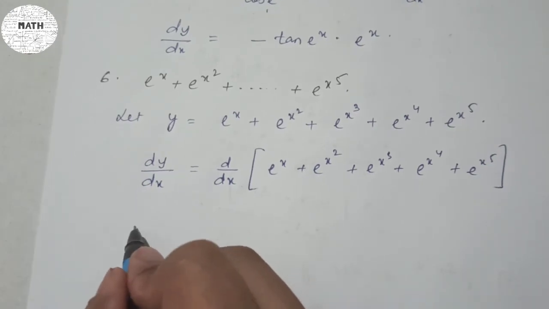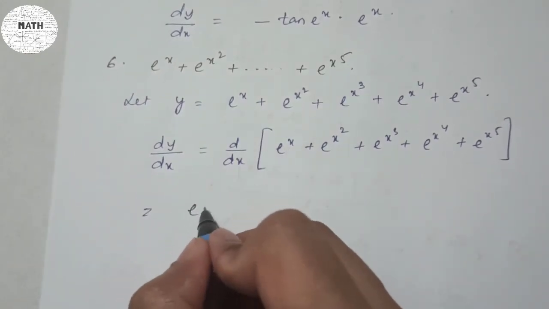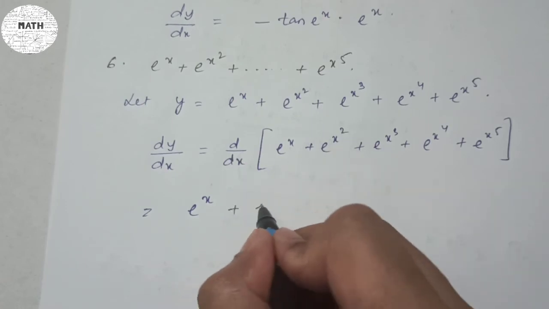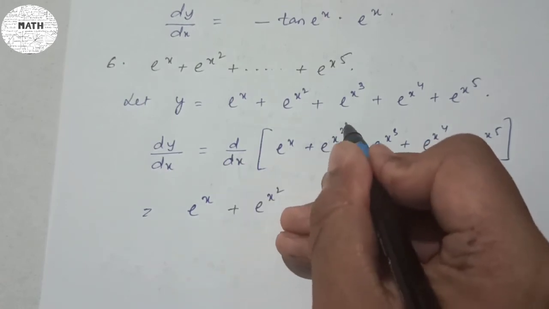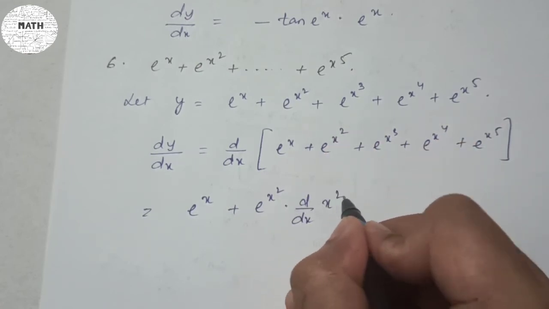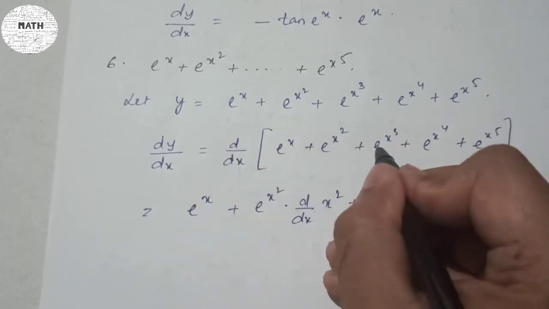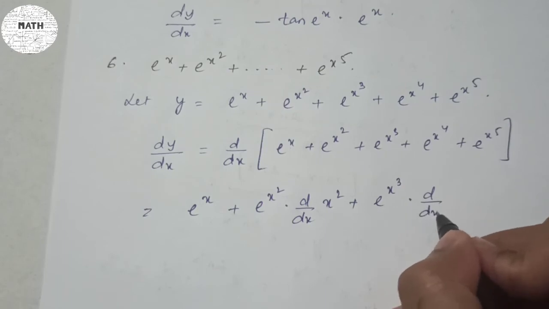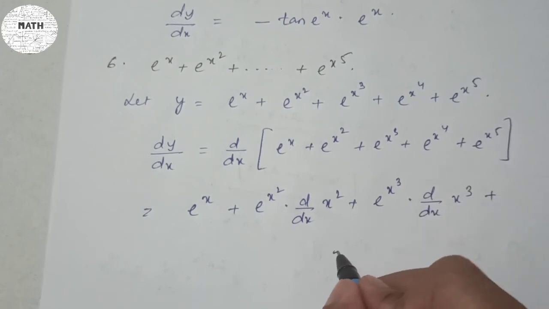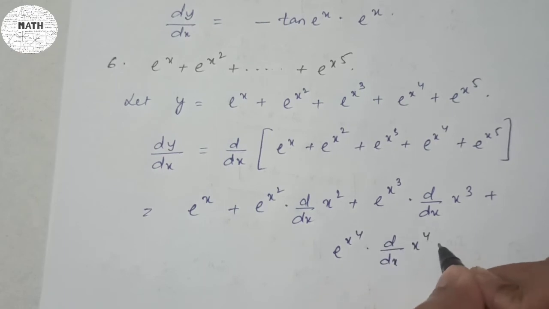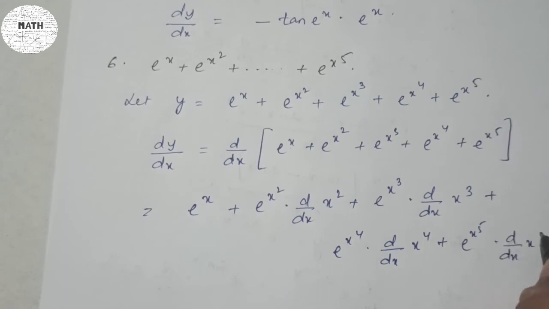So if I do that, I'll get here d by dx of e to the power x is how much? E to the power x. Now next term again, d by dx of e to the power x squared is how much? E to the power x squared. But this is not x, so I have to differentiate once again. In a similar manner, consider this one to be x. So d by dx of e to the power x is e to the power x, but this is not x. That means I have to differentiate once again. And x to the power 4, d by dx of x to the power 4, plus e to the power x to the power 5, d by dx of x to the power 5.